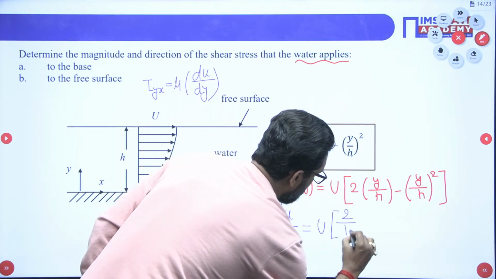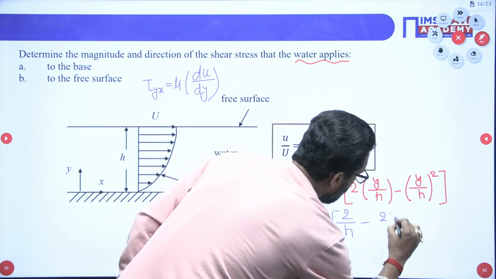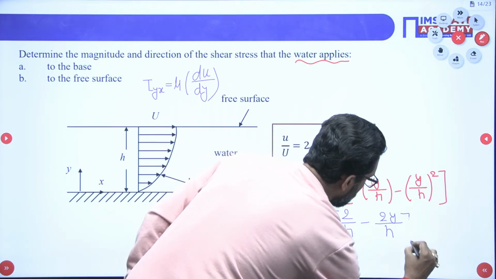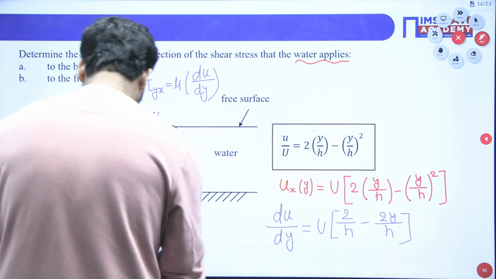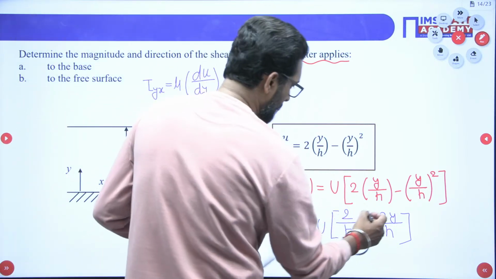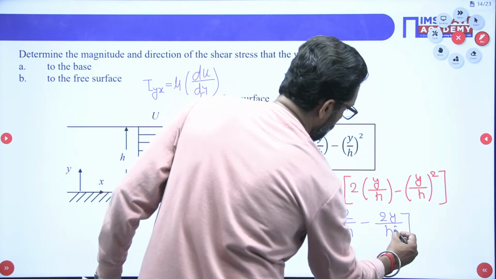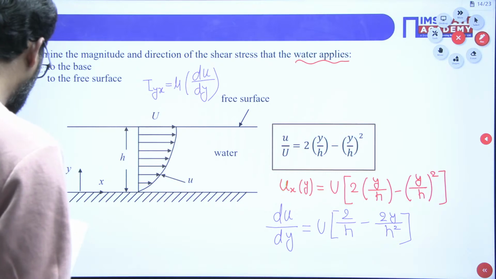2 by h minus 2y by h. Yes or not? This is okay? Now, if this is okay, then just put this value back into the expression and differentiate it, y with respect to y. So here 2y, and h square is there. This is h square, 2y h square, correct, into u by h.